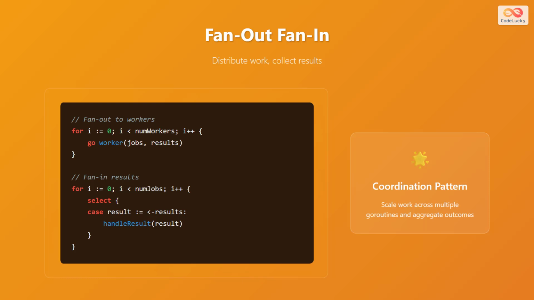For the fan-in stage, we collect all the results from the workers. Another loop iterates, receiving results from the results channel using a select statement. The result is then handled by the handleResult function. This pattern is effective for parallelizing tasks and aggregating the outputs.